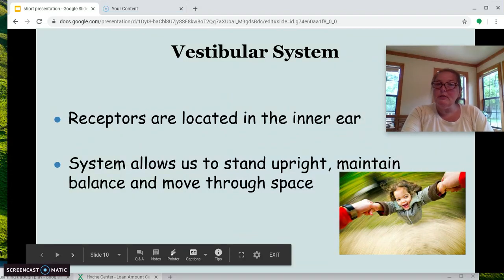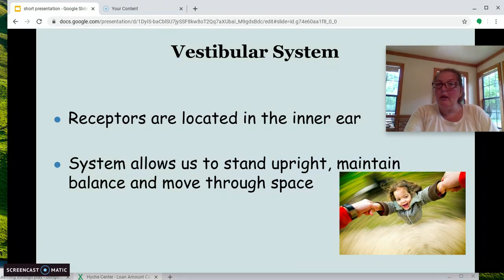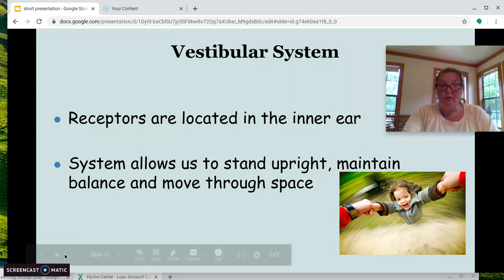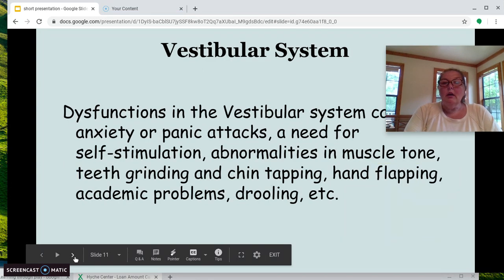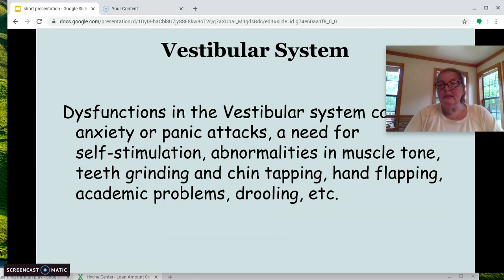Our vestibular system, the receptors are located in our inner ear, and it allows us to maintain our balance and move through space without falling. Now, when there's dysfunction in the vestibular system, we see significant amounts of anxiety. As I mentioned, we see anxiety with all sensory deficits, but especially with vestibular. If you're sitting in a chair and somebody comes and pulls it back, it increases your anxiety. You get in a fight or flight state.